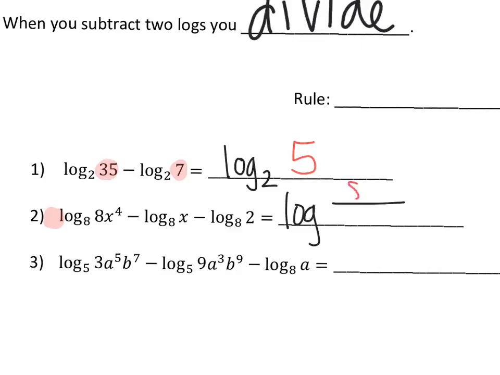Let's try that again. 8x to the 4th. Okay. What about this log base 8 of x? Where's that x going to end up? In the bottom, because it is negative, that means we need to divide by it. And then the same rule is going to apply here, because I have the log base 8 of 2 and that's a minus, that 2 is going to end up in the denominator. So it doesn't actually mean that I'm doing 8x to the 4th divided by x divided by 2. It means I'm dividing by both 2 and x. Okay?